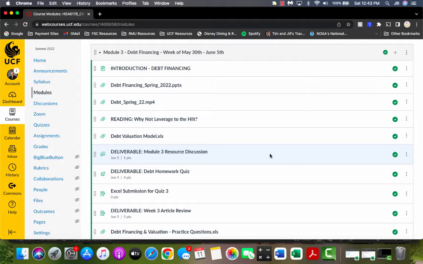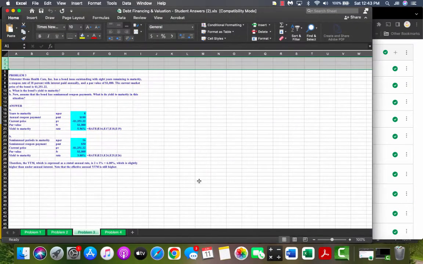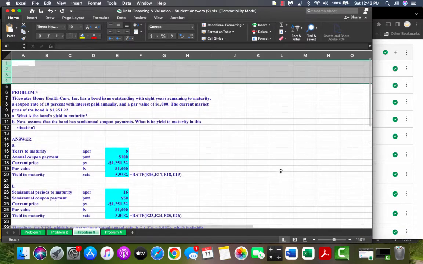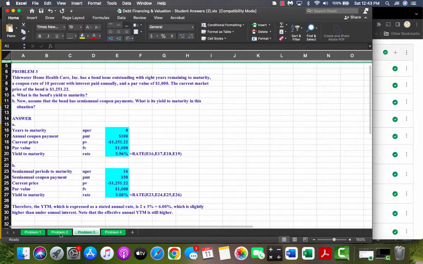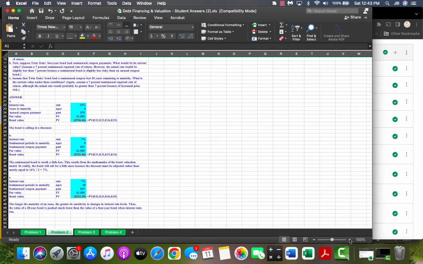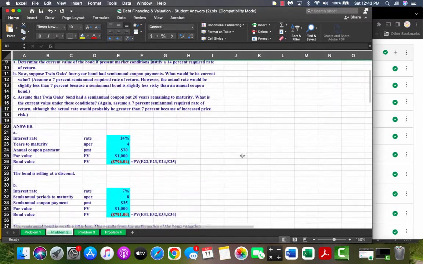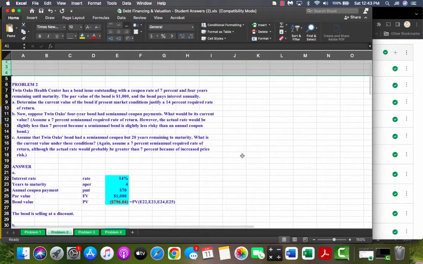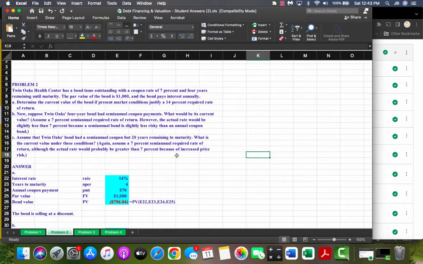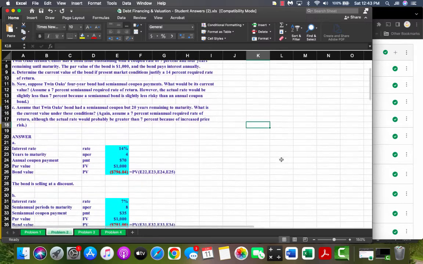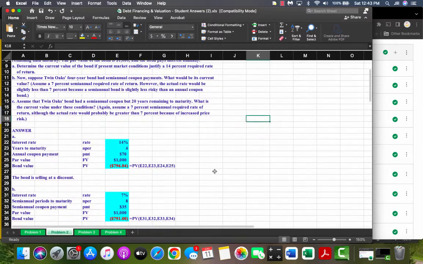So I had a couple questions on last week's assignment from Module 3, the debt financing assignment. So let me bring up the answers here. Let me see if I can make this bigger so everyone can see. Okay, so I had questions on problem 2. And it looks like all the questions were kind of related to the same issue. So there was a question on B and C.